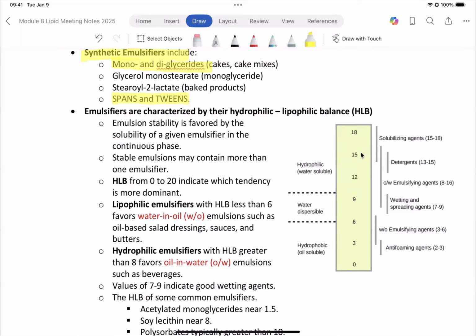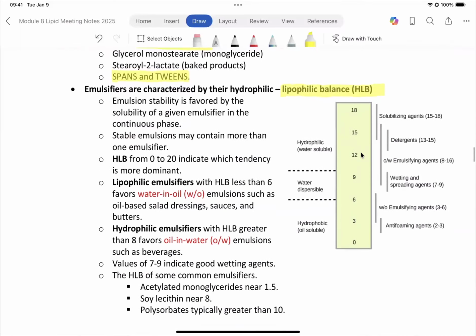Emulsifiers are characterized by their hydrophilic-lipophilic balance. Lipophilic means fat loving, and it's called the HLB. It describes how they work, the balance between hydrophilic and hydrophobic. So if you come across that term, that's really what it means.